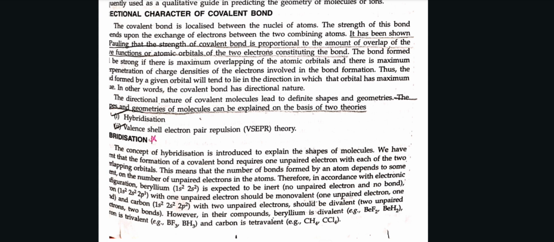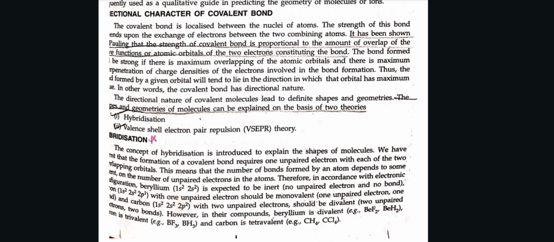Hybridization. The concept of hybridization is introduced to explain the shape of molecules. We have learned that the formation of a covalent bond requires one unpaired electron in each of two overlapping orbitals. This means that the number of bonds formed by an atom depends to some extent on the number of unpaired electrons in the atom.